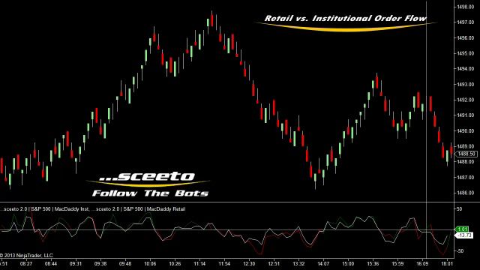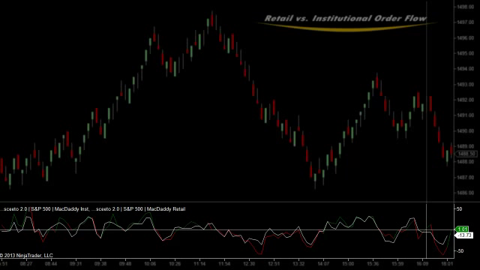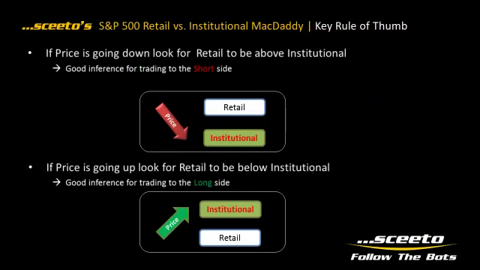This is a view of just price in the upper pane, and in the lower pane we have a white line, which is retail MACD, or retail order flow momentum. We also have in the lower pane a green and red line, which is institutional order flow momentum. If you've been following some of our videos, we know as a rule of thumb in an uptrend, we want to see retail below institutional, and in a downtrend, we want to see retail above institutional.